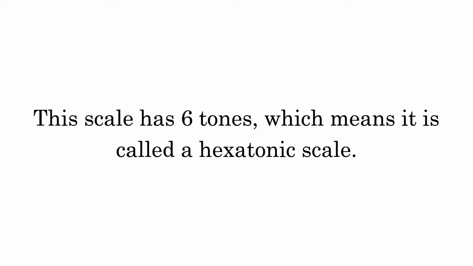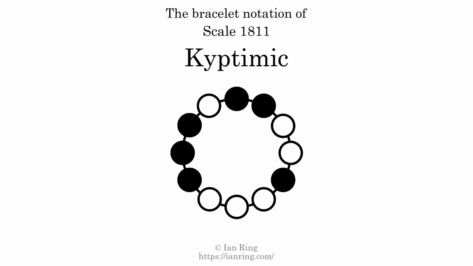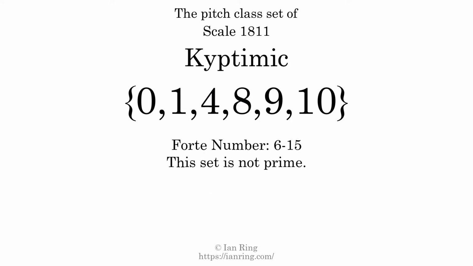This scale has 6 tones, which means it is called a hexatonic scale. This is a bracelet notation diagram of scale 1811. The shaded circles represent tones that appear in the scale, and they are read clockwise, starting at the top. The pitch class set for this scale is 0, 1, 4, 8, 9, 10.